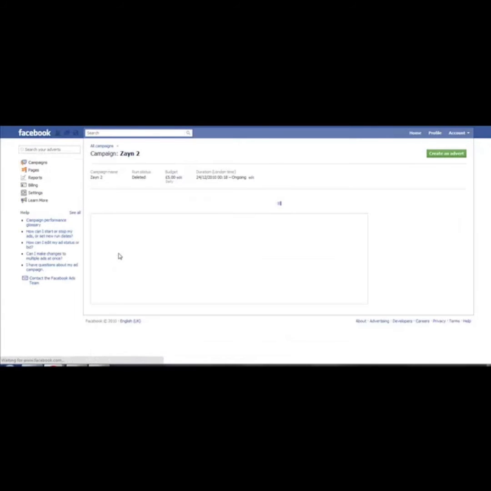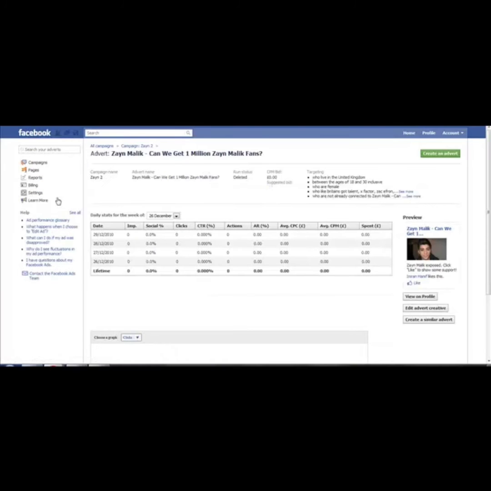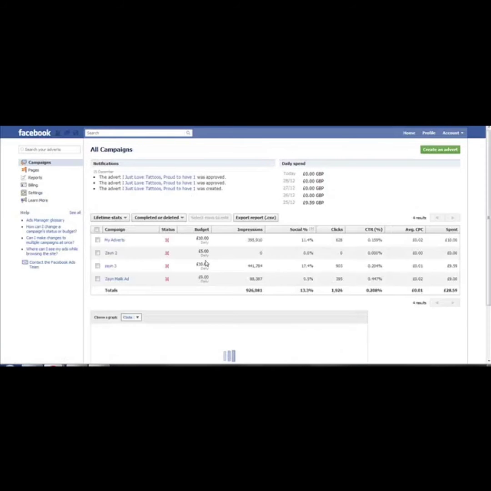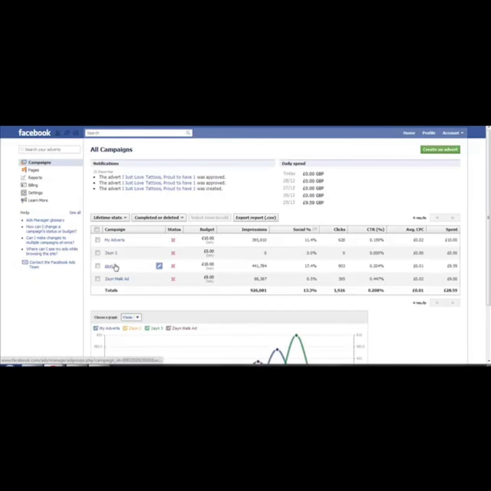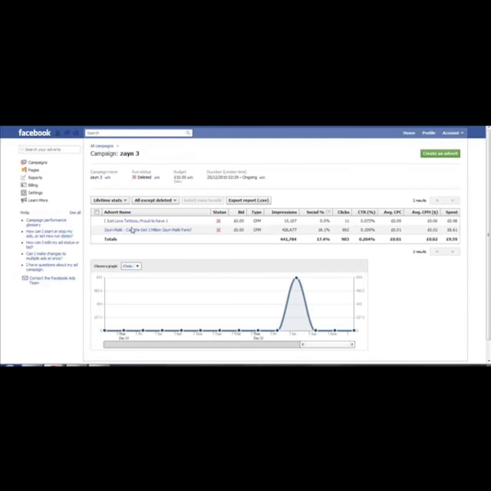For this one, I set a budget of £5. Let me just click on this a bit more. Okay, not this advert, it was the other one. This one here. £10, yeah, this is the budget I set. Ignore this one, this was just a test for a tattoo page. But again, I'm going to be focusing on this advert here, the Zayn Malik one.